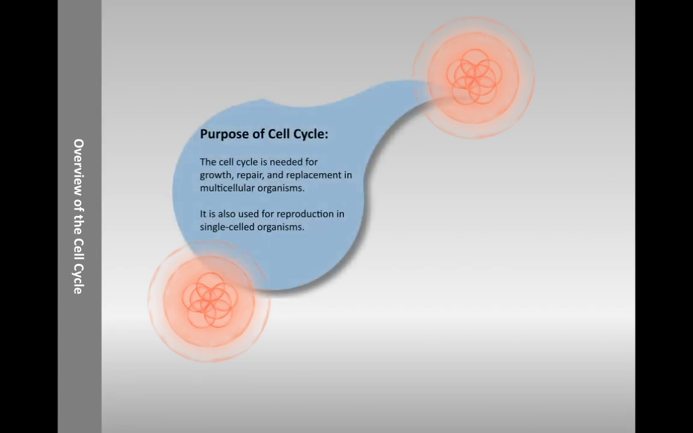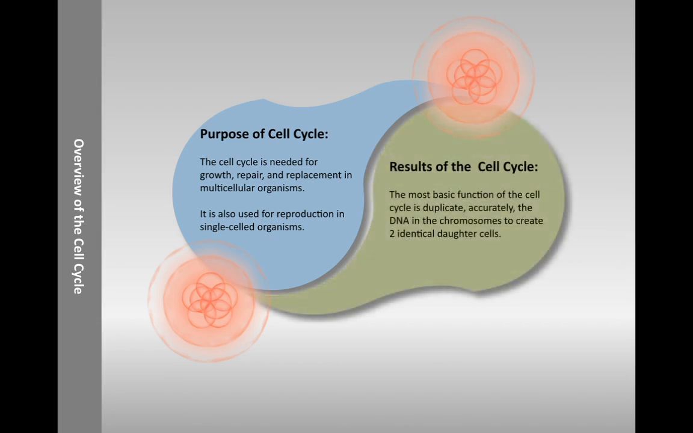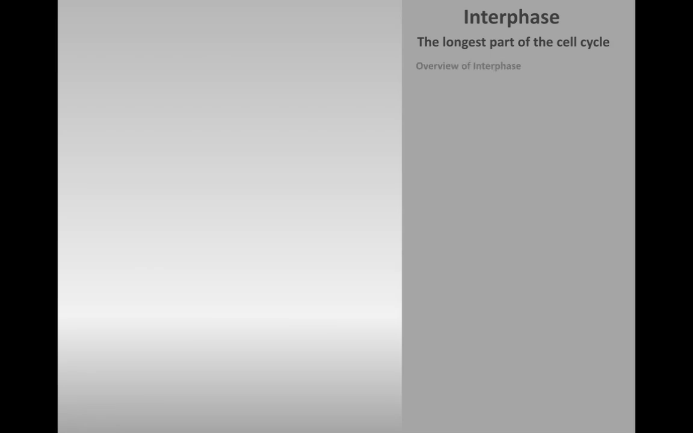So basically, the purpose of the cell cycle is anytime that a cell or an organism needs to grow or repair itself or replace old broken down cells. And it's also used as a means of reproduction in single-celled organisms. So the results of the cell cycle at the most basic level are going to be to accurately duplicate the DNA that's in the chromosomes in order to create two identical daughter cells.